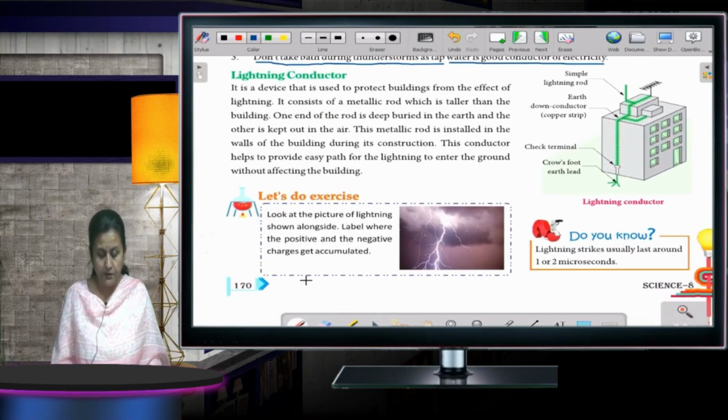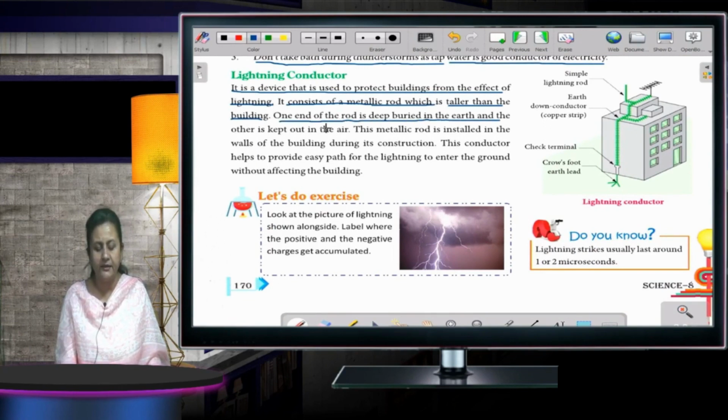Okay. It is a device that is used to protect buildings from the effect of lightning. It consists of a metallic rod which is taller than the building. One end of the rod is deep buried in the earth and the other is kept out in the air. You can see over here. See, the rod is there. The upper part is in the air and the lower part is deep buried in the earth.